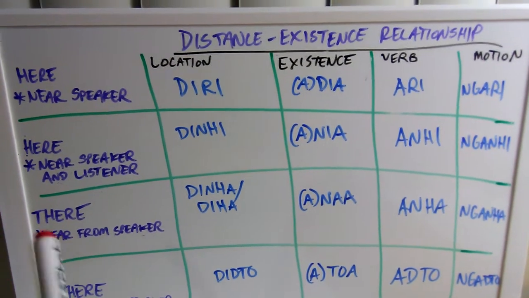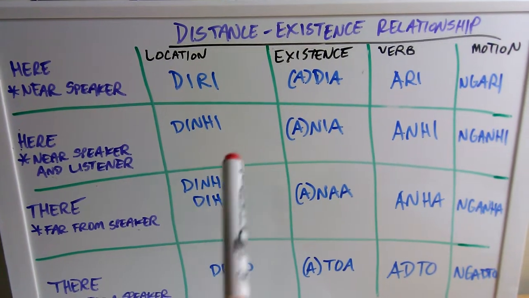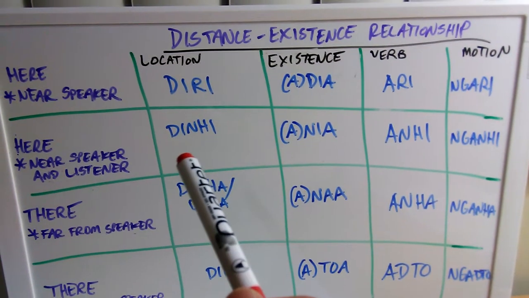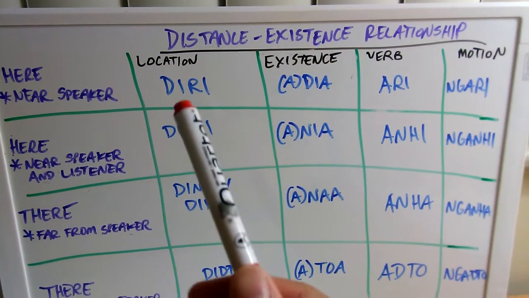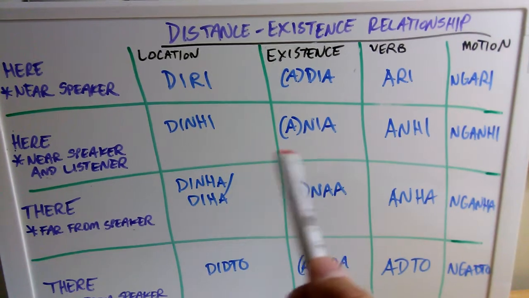All right. The second one here, near the speaker and listener, so near us, is dinhi. Dinhi is for the location. We want to know dinhi, which means here. Diri or dinhi, they both mean here, near you and me, or near me.